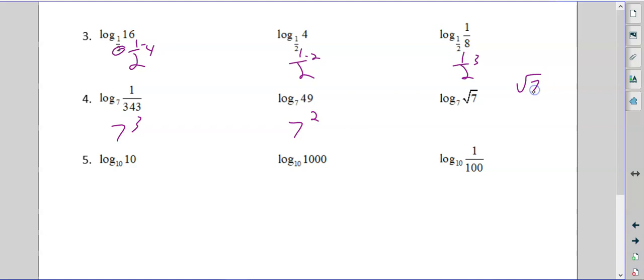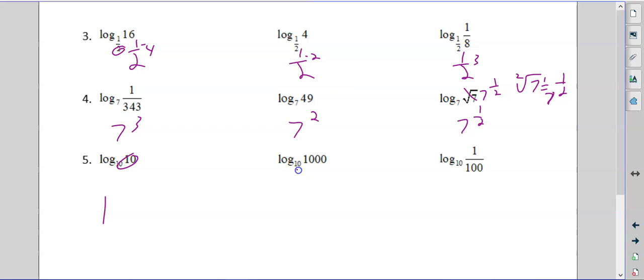Now, remember this. The square root of 7 is the same thing as 7 to the 1/2. That's what square root means. So 7 to what power is 7 to the 1/2? And if it helps you, you could rewrite this like this, and it kind of gives it away. 7 to what power is 7 to the 1/2? It's 1/2. These numbers are the same. That's 1.